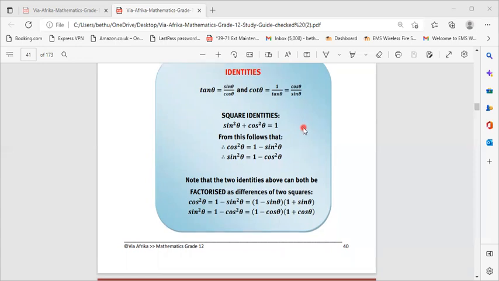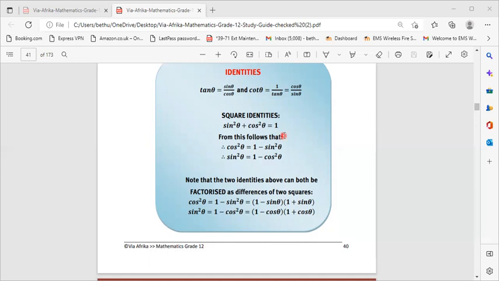So the first identity is tan theta. You can express it as sine theta divided by cos theta. If you're given cot theta, you can express it as 1 divided by tan theta, or you can write it as cos theta divided by sine theta.